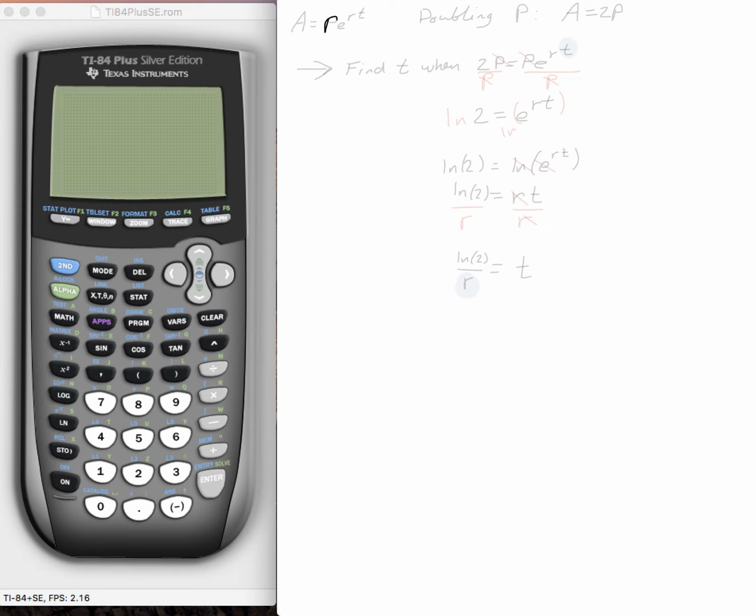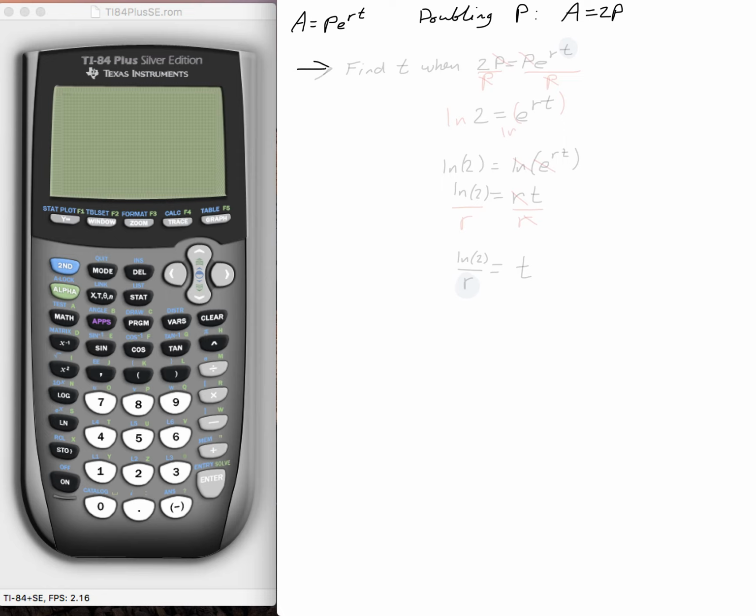So we know that P e to the RT is equal to the amount that you'll have. So your principal invested at R for T time will give you A. Now if we want to double our amount, that is double your initial amount, that means that we want the final amount to be 2 times the principal.